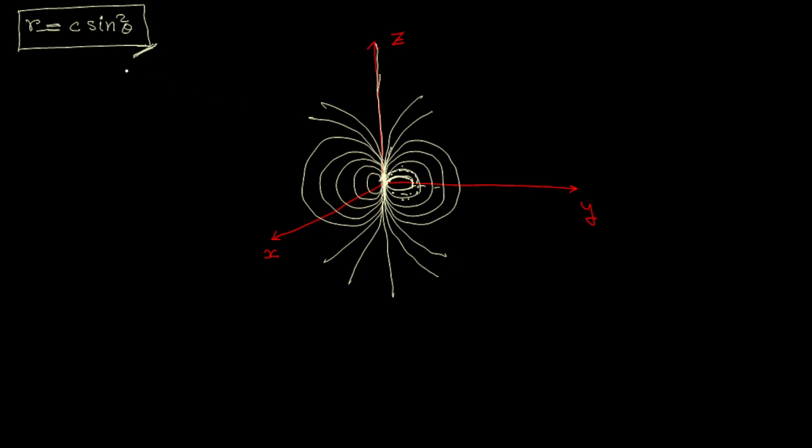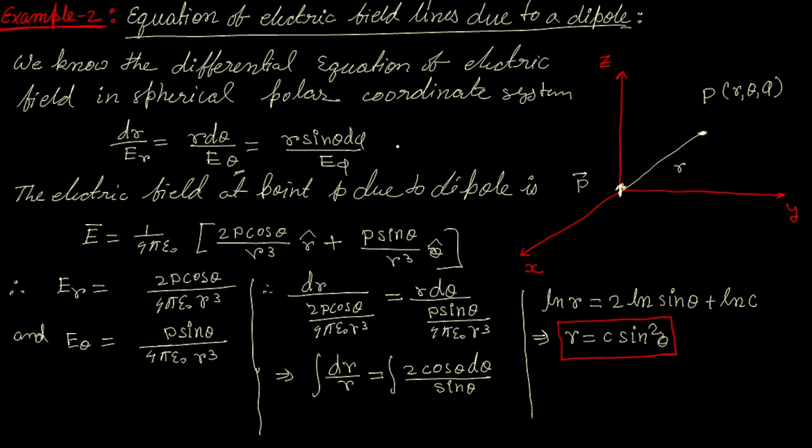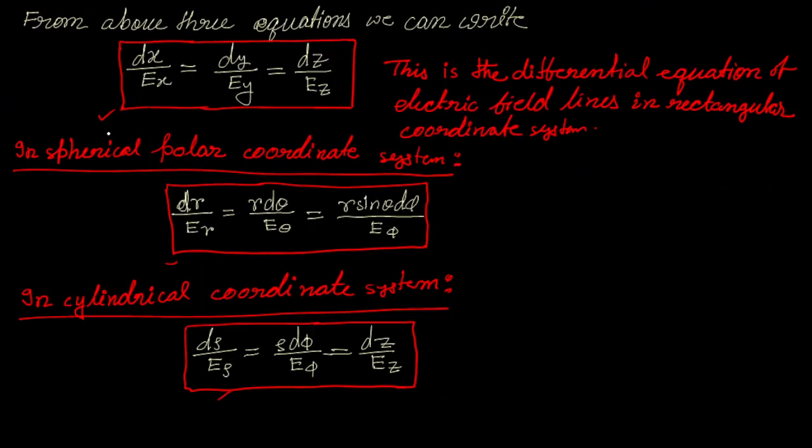So that is the way you can draw practically the electric field line associated with any charge. And if you want to write the mathematical equation, you have to consider an arbitrary point, calculate the electric field at that point, and put the values of the different components of electric field in the differential equation, and from there you can get the relations between x, y, z or r, theta, phi or rho, phi, z.